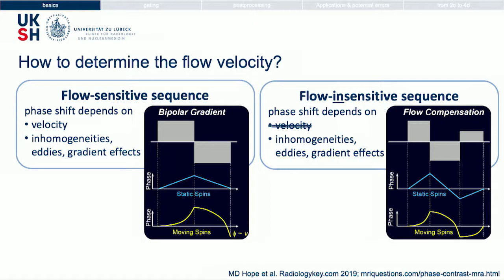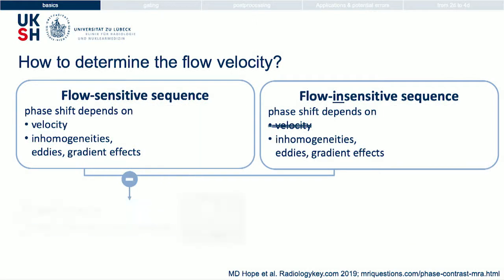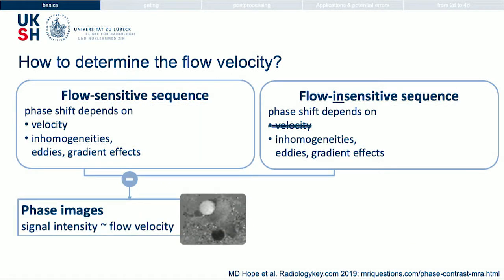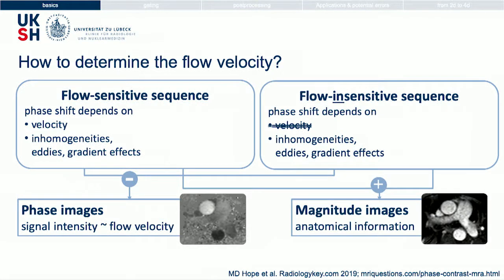And to get only the velocity, you cannot do a flow sensitive scan that is only dependent on the velocity. But what you can do is doing a flow insensitive scan that doesn't measure the velocity and where the phase shift only depends on the other disturbing factors you want to get rid of. And then, if you do simple maths and subtract both scans, you get the phase images where the signal intensity is directly proportional to the velocity. That's the phase contrast MRI. And if you add both sequences, you get the magnitude images with anatomical information.